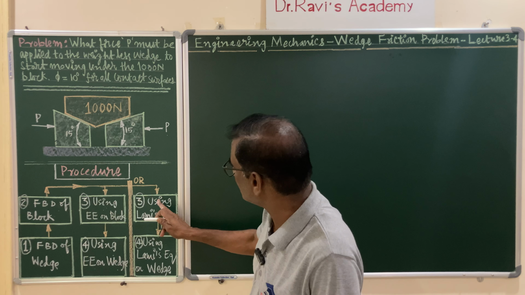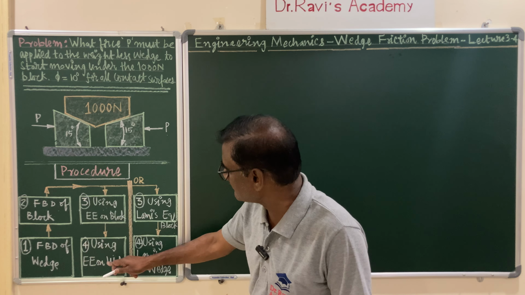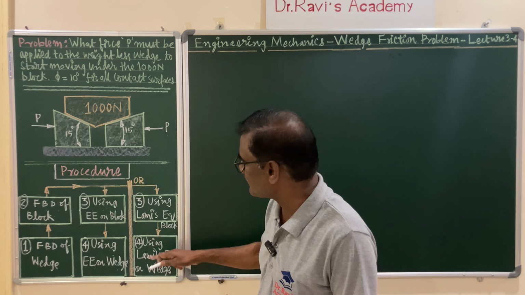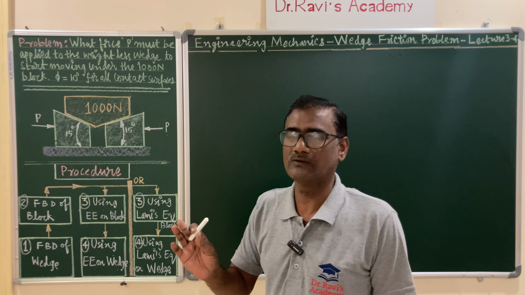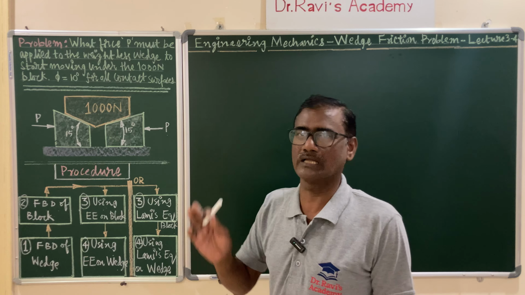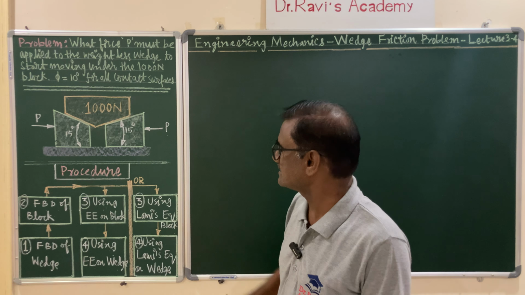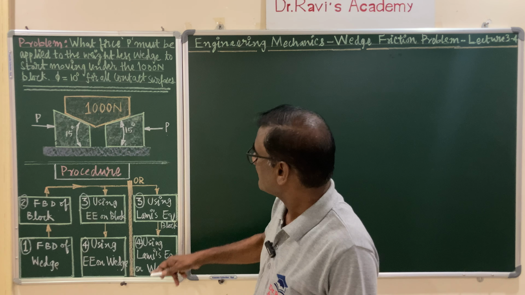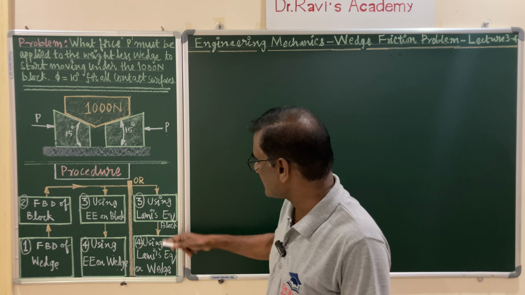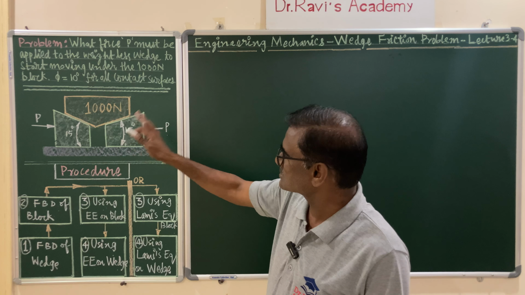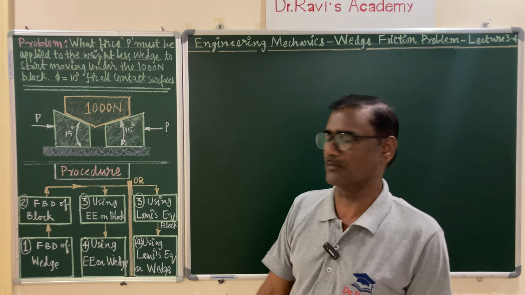Here this is purely your option. Remember that you can make use of either equations of equilibrium or Lami's theorem. Lami's theorem is applied only when you have 3 forces. That is the limitation. But in this particular problem, because the number of forces is 3 in both cases, in the block as well as in the wedge, we'll try to solve this problem by both methods, so that you can understand the problem thoroughly.